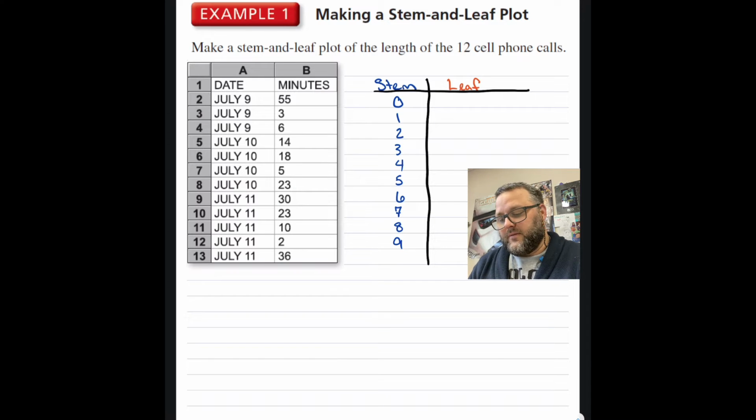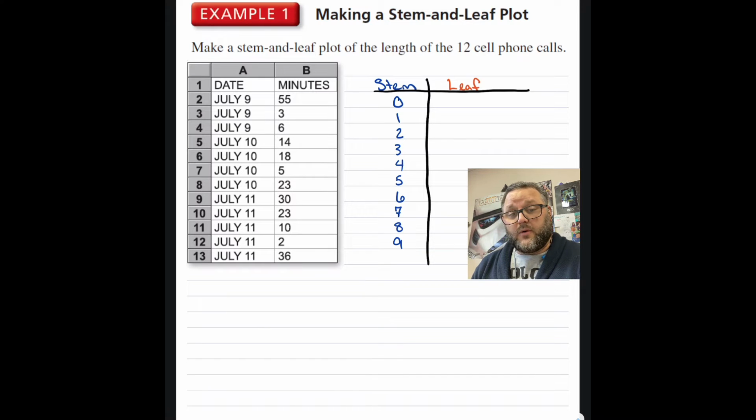So for example here, 0 does count. Just because it's not written doesn't mean it's not there. So when we're comparing any numbers between 0 and 99, we're actually looking at any numbers that start with 0, 1, 2, 3, 4, 5, 6, 7, 8, 9. In this case, we're supposed to make a stem and leaf plot of the length of 12 cell phone calls.